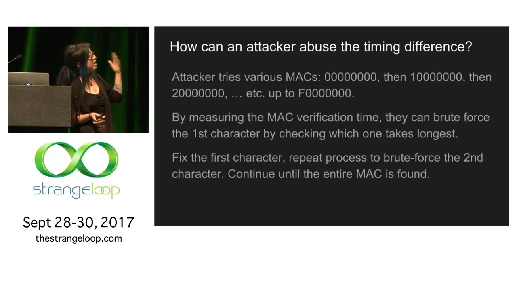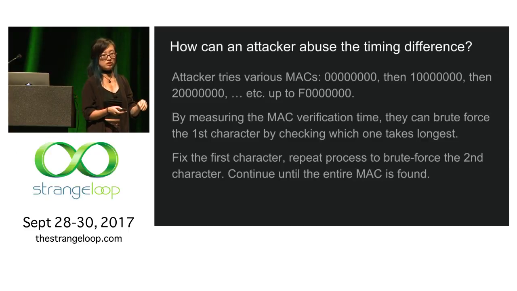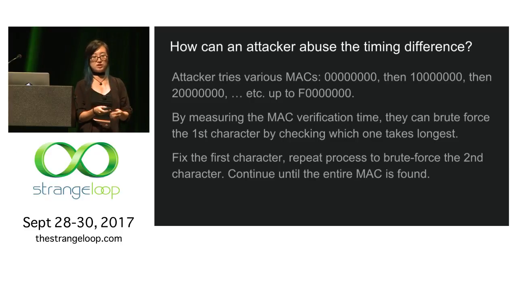Just to go over this, how can an attacker abuse this timing difference if they're trying to brute force a MAC? Let's say the MAC is hex encoded. First they can try 0 as the first character, then 1, then 2, all the way up to F. They measure the MAC verification time for each of these strings. And they say, well, the one that took the longest probably had a prefix match. So that's probably the correct first character, and they set that as the first character. Then they repeat this for the second character, over and over again, until they have the full string, and they've brute forced the entire secret.